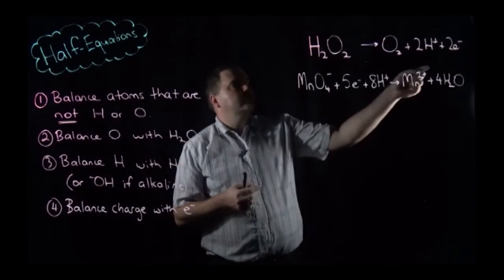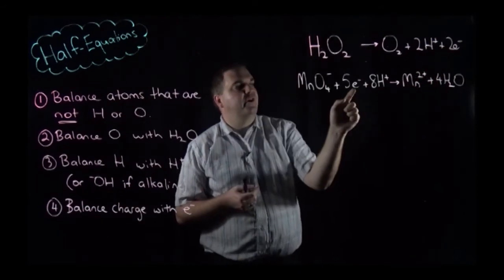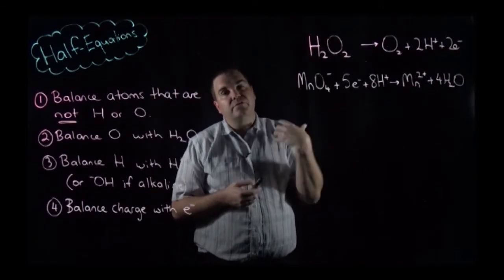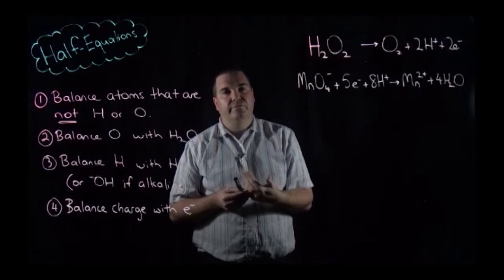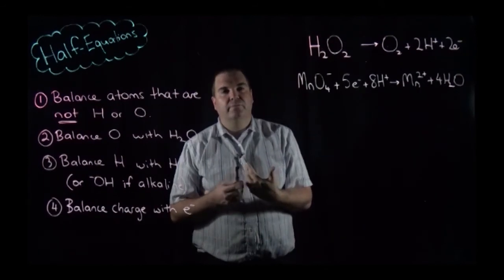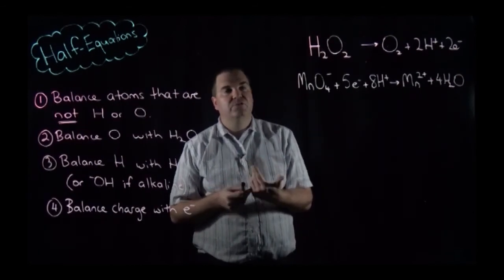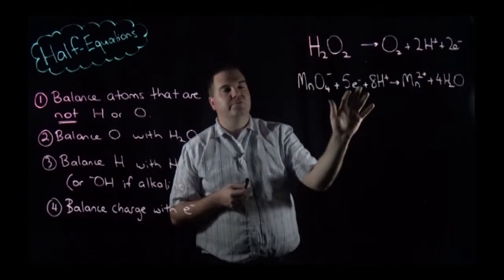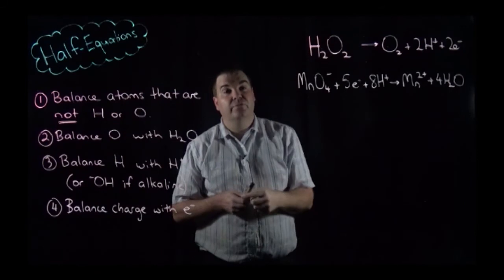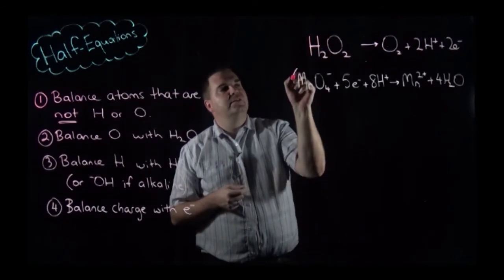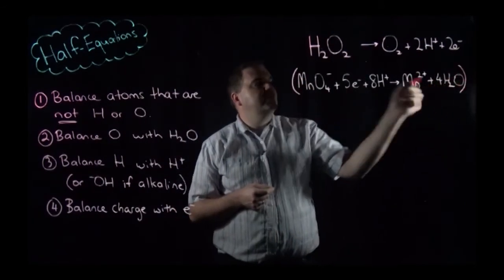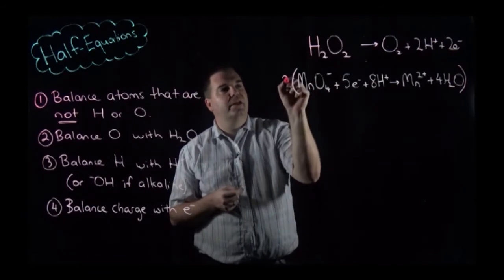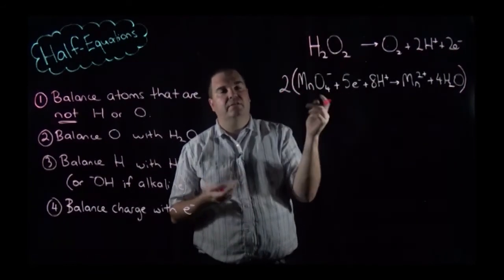So what we've got here is 2 electrons here and 5 electrons here. Now what we're going to do is find the lowest common multiple of those. The lowest common multiple is the number that both of them go into. So the multiples of 2 are 2, 4, 6, 8, 10. The multiples of 5 are 5 and 10. So the lowest number we've got is 10. So in order to get our 5 electrons here to equal 10, we need to multiply everything by 2. 2 5s are 10.